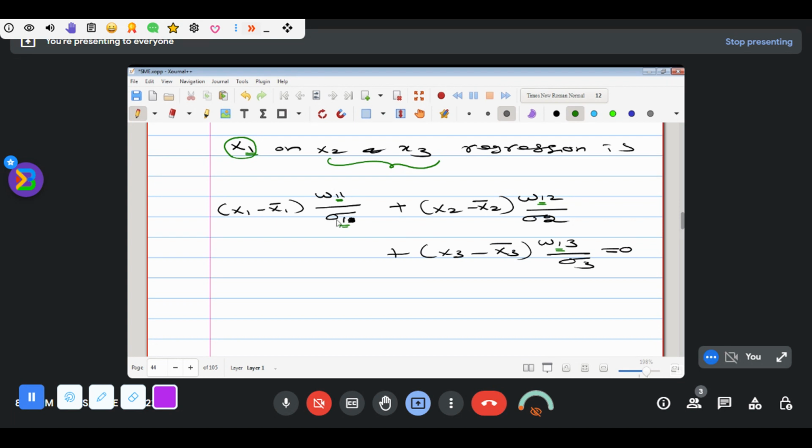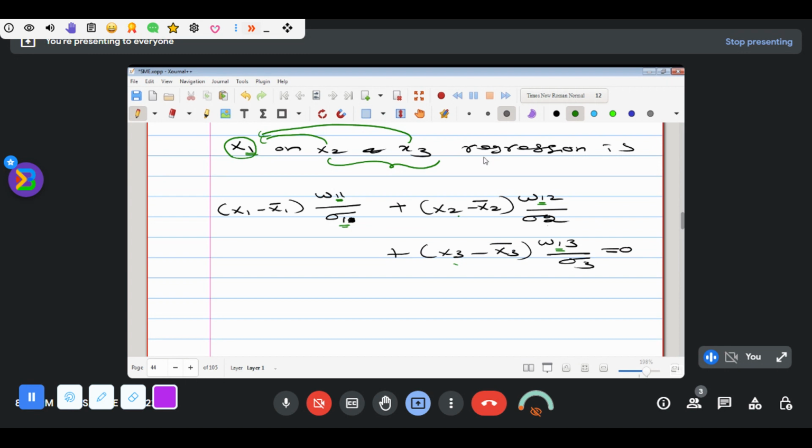X1 has variable sigma 1, X2 has sigma 2, and X3 has sigma 3. You understood? Suppose the variable is changed, then the omega in the first term changes. First one is row, second one is column. Therefore, the first row will be changed: omega 21, omega 22, and omega 23. Similarly, if X3 comes in and X1 and X2 go to the other side, replace by omega 31, 32, 33. Remaining terms are the same.